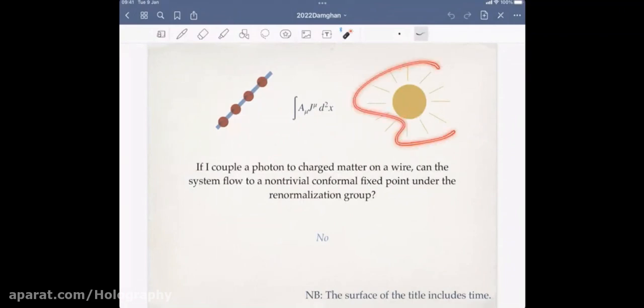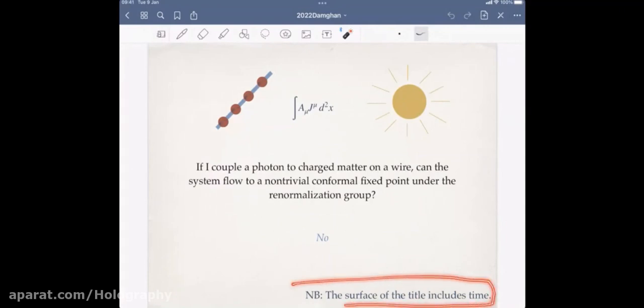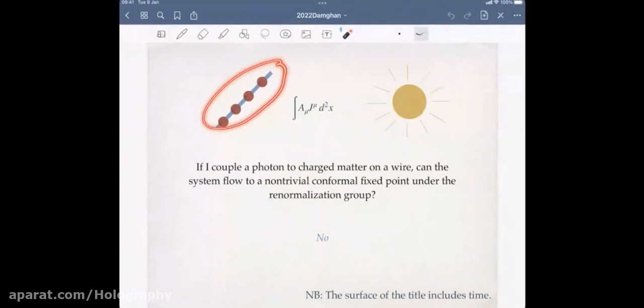I have some photons, which I've drawn as a 5-year-old might, as the sun, and I have some electrons on a wire that are moving around, and I want to introduce some kind of coupling between the charged electrons and the photons in the bulk. So the electrons go up and down the wire, and they interact with the photons, which are free to travel in 4D. I just note before going forward that the surface in the title of my talk is 1 plus 1 dimensional. So it has one spatial extent, one time extent, just like this wire has one spatial extent, one time extent. So it's really the same system as in the title.